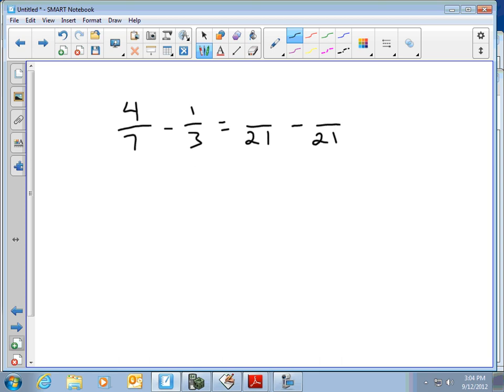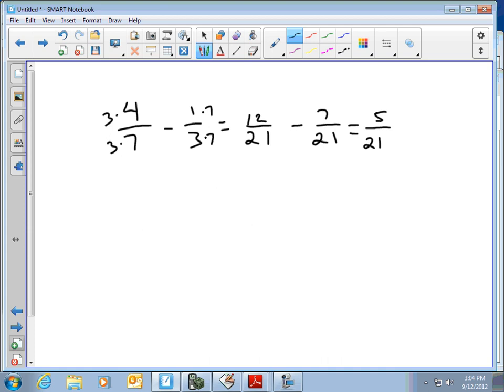So what did I multiply the 7 times to get the 21? It was a 3. If I multiply the bottom by 3, I have to multiply the top by 3. I multiplied the 3 by 7, so I have to multiply the top by 7. Subtract the top, leave the bottom alone. When you add and subtract fractions, you have to have a common denominator.